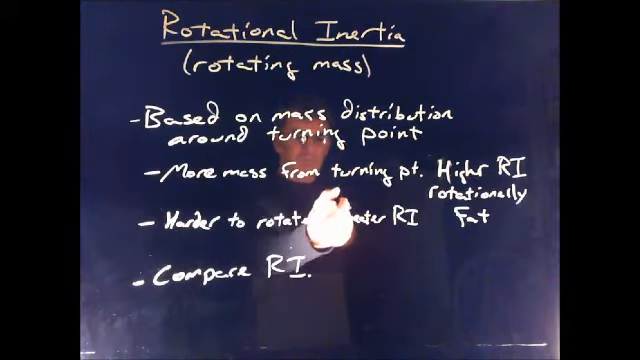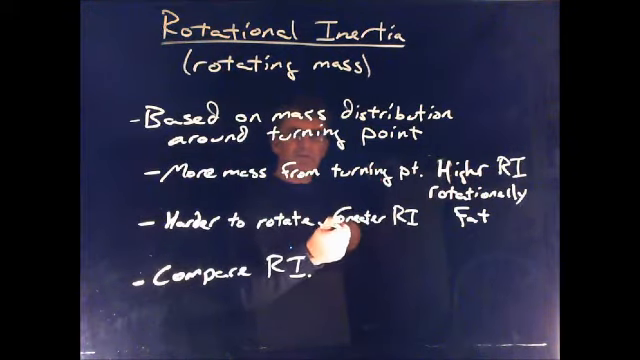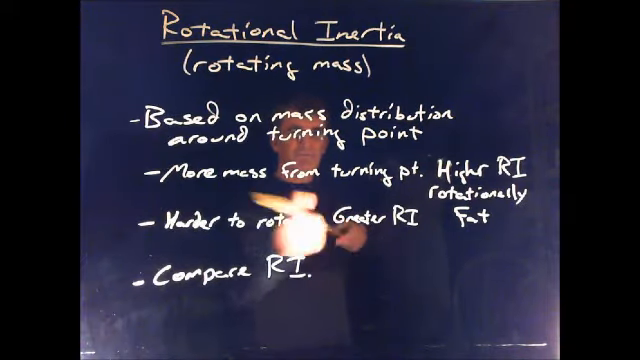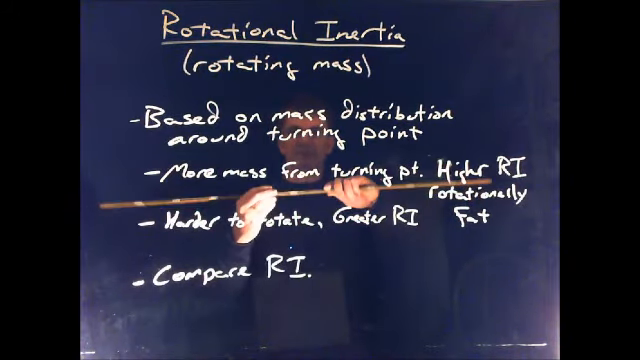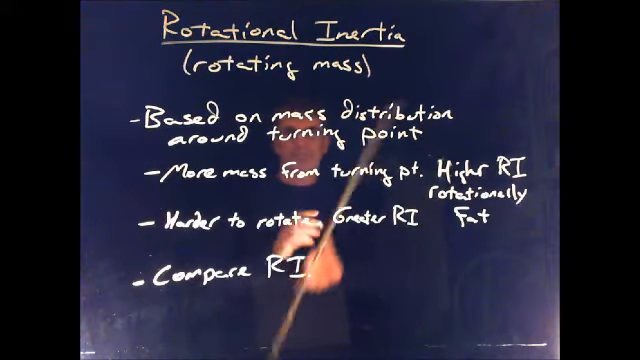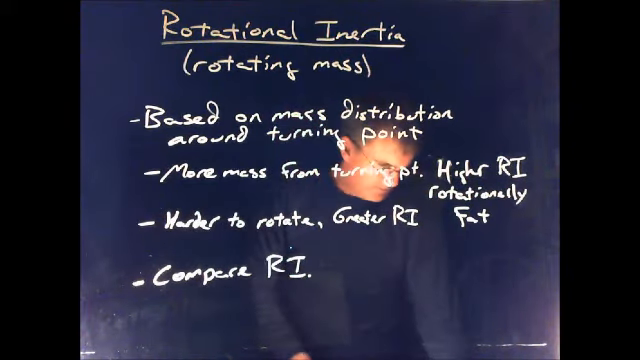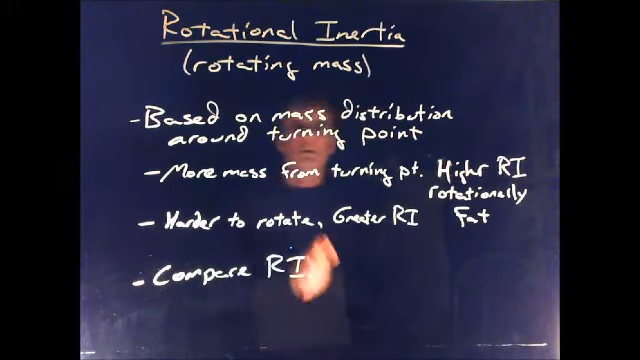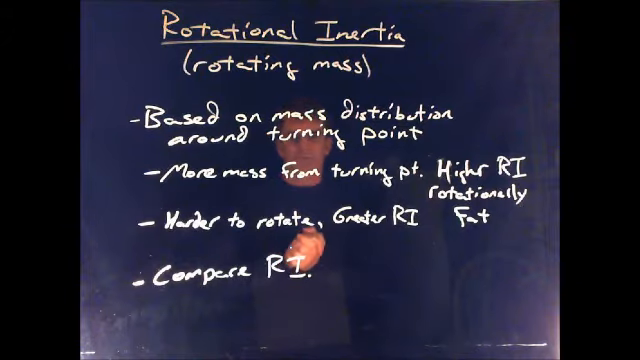My turning point's right here, in the middle of my meter stick. I don't have much mass. My mass is not far from it. So this is easiest to turn. This is going to have the lowest moment of inertia. This is going to be right in between. That's pretty much my discussion on rotational inertia.